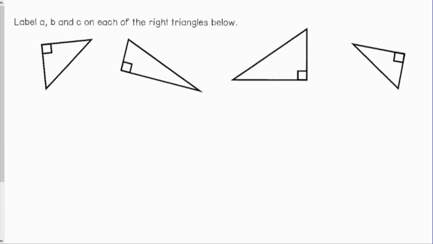Now, it's very important that you know how to label your legs and your hypotenuse in right triangles. So remember, in my right triangle, the side opposite or across from the right angle is called my hypotenuse, and then my other two sides are the legs, or A and B. It does not matter which side is A and which side is B, as long as they are the legs. Notice that your hypotenuse is always opposite that right angle.